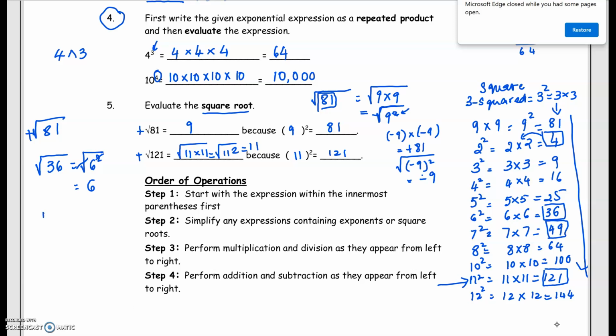Now let's look at square root of 16. Look at the list of squares. 16 is 4 squared. Square root of 4 squared. Remember, these two cancel each other out and you get a 4. The positive square root of 16 is a 4 because 4 squared is 16.